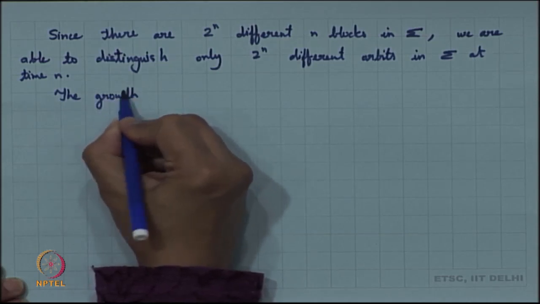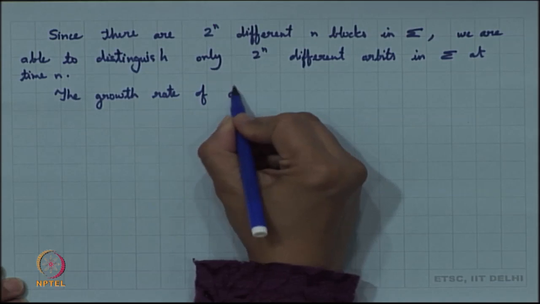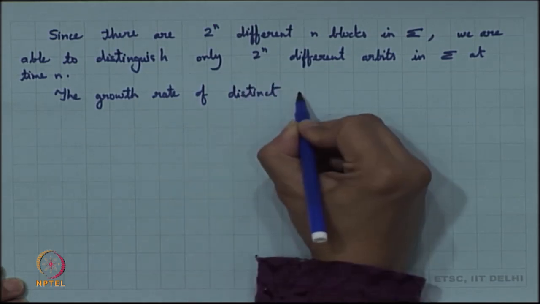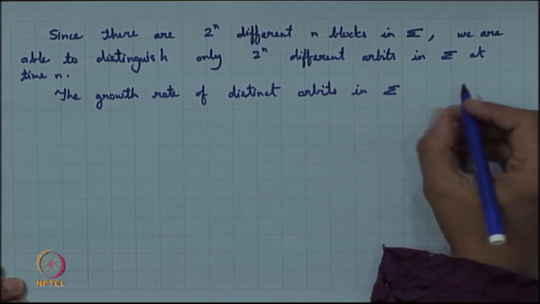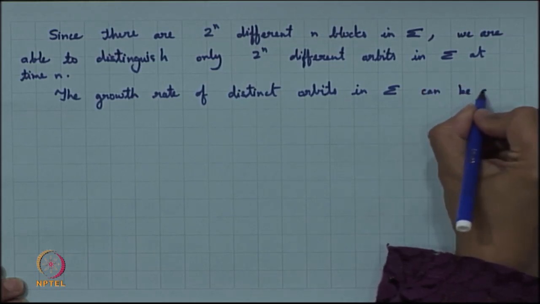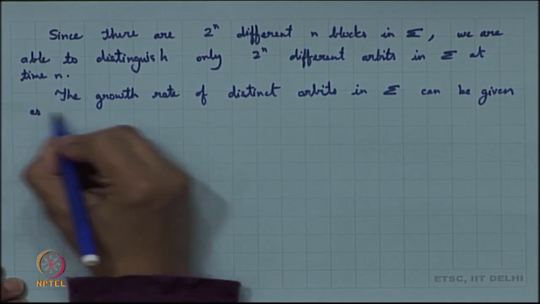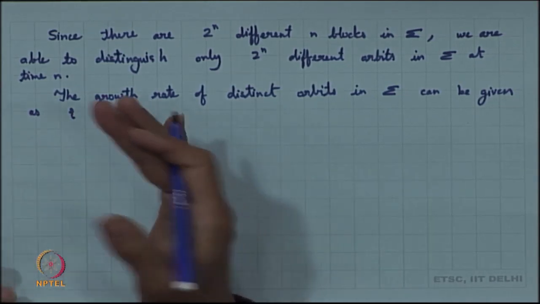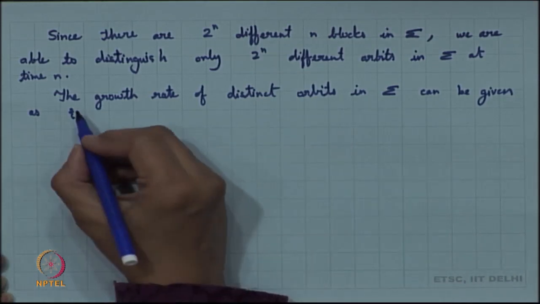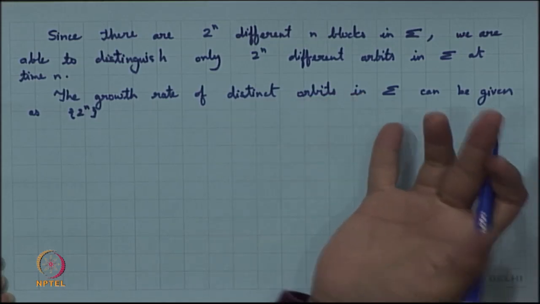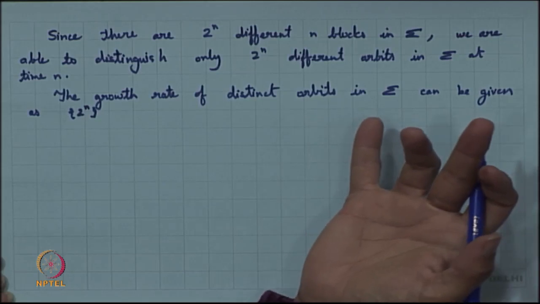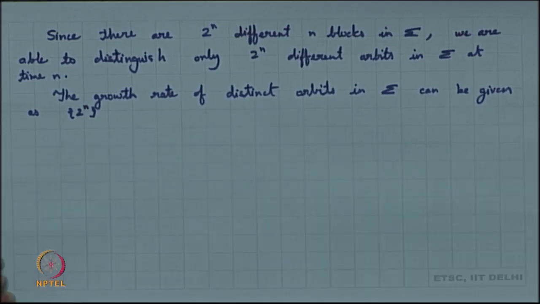So, what is the growth rate of distinct orbits in sigma? Now I can write it as a sequence. What happens at time n, how many orbits can I distinguish? This can be given as 2 to the power n. So, the growth rate of orbits in sigma, I can write it as the sequence 2 to the power n. And what is the exponential growth rate of this?